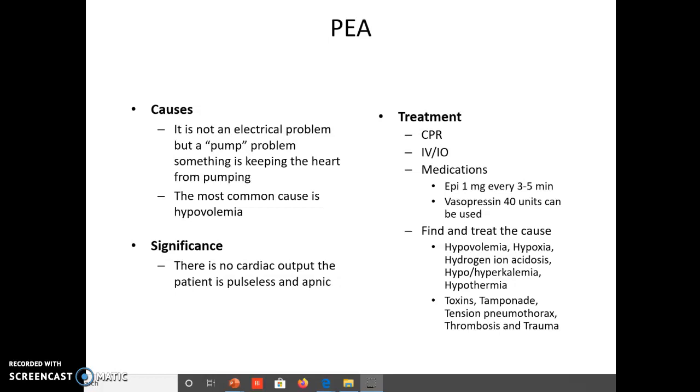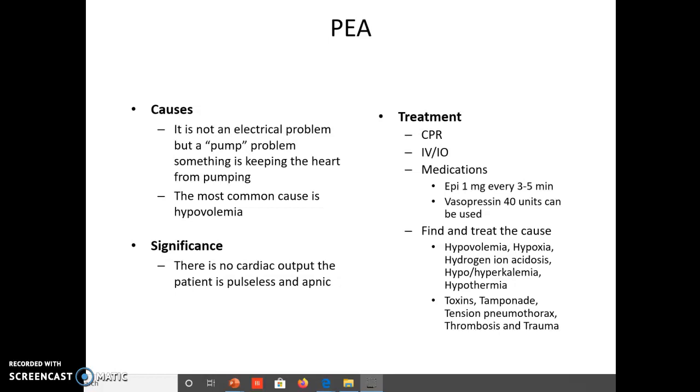So we're going to be looking for hypovolemia. If we think it, we'll give them volume. Hypoxia, well, we'll probably have intubated him by this point, and we'll be giving him 100% oxygenation. Hydrogen ion acidosis, we're going to get some blood gases and give him bicarb if needed. Hypo or hyperkalemia, we can address. Hypothermia, we need to warm them up. If they took a toxin, we want to know what it is, if there's any antidote for it or reversal agent. If we're suspecting tamponade, we can do a pericardiocentesis.